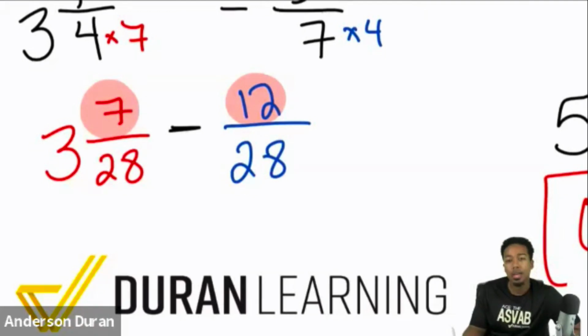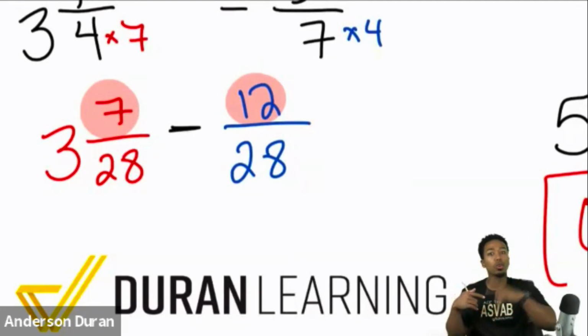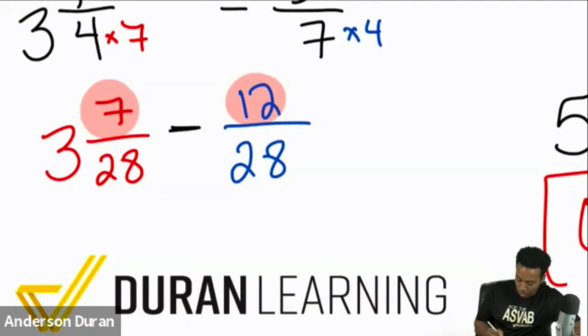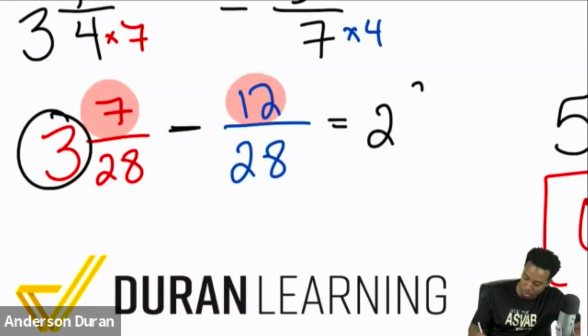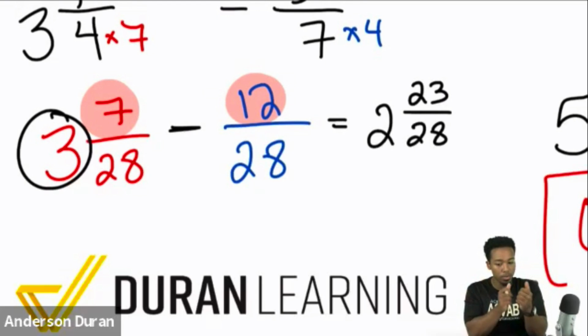Okay, guess what? You guys remember how when you're doing subtraction regularly, if you are subtracting more than you have, what do we always do? What's that B word? Yeah, we borrow, right? When we're subtracting more than we have, we borrow. And that's exactly what we're going to do here. If we got 3 and 7 over 28, minus 12 out of 28, 7 minus 12 is negative 5. So if I take away that 5 from 28, I got 23, but I got to borrow. So my answer, not 3, but 2 and 23 over 28. All we did was borrow to get that done.